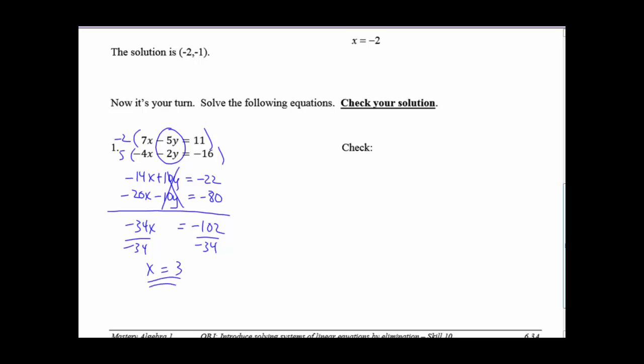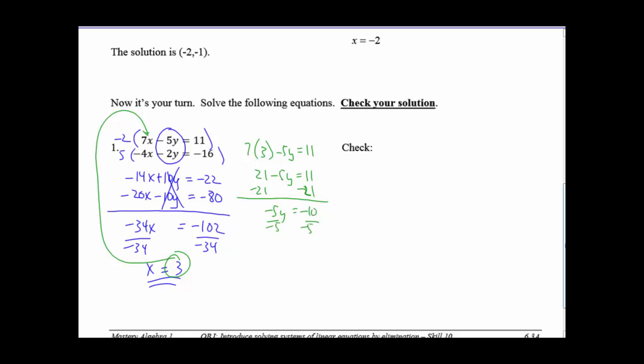Let's take this 3, go right into the top equation. So 7 times 3 minus 5y equals 11. 21 minus 5y is equal to 11. By subtracting 21 from both sides, we're going to get negative 5y equals negative 10. Divide by negative 5, and y equals 2. So right now we have a point that is 3, 2 for our solution. Okay, let's do our checks.